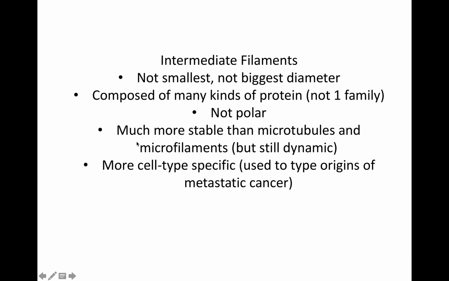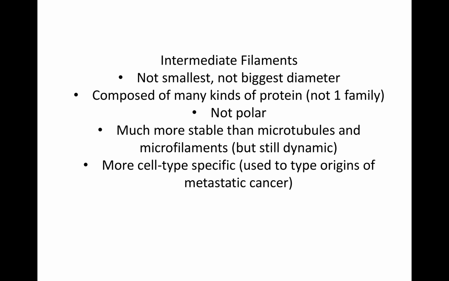This is podcast number 13, and this is the last of our walk through the filaments that make up the cytoskeleton. So these are intermediate filaments, and they are not the smallest. They're not the biggest diameter. The biggest diameter would be microtubules. Smallest diameter would be microfilaments or actin fibers. They're composed of lots of different kinds of proteins, not one family.